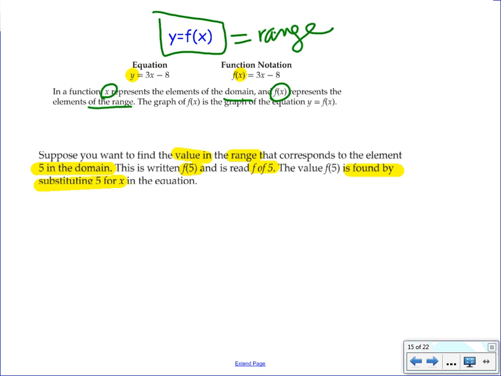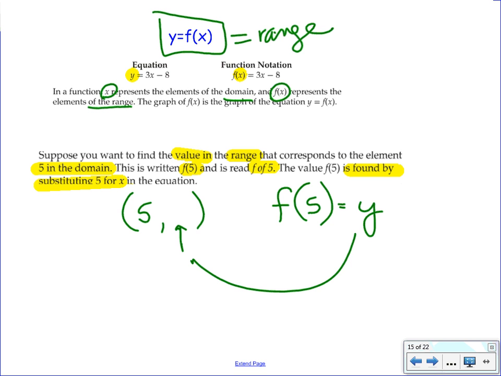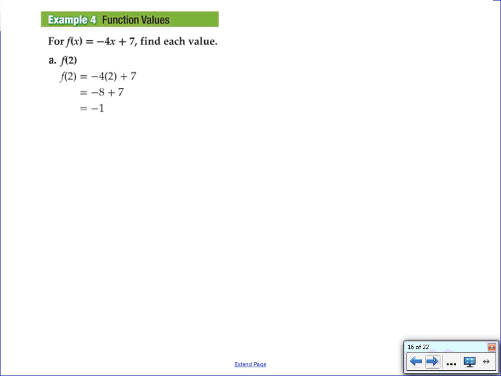Suppose you wanted to find the value in the range that corresponds to the element 5 in the domain. So we had 5 in the domain, and we wanted to find the value for the range. This would be written f of 5. That is what y would mean in this case. So the way we'd find that is we would substitute 5 for x in the equation itself. Let's watch how that happens.